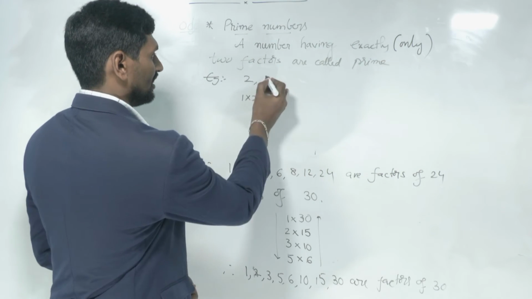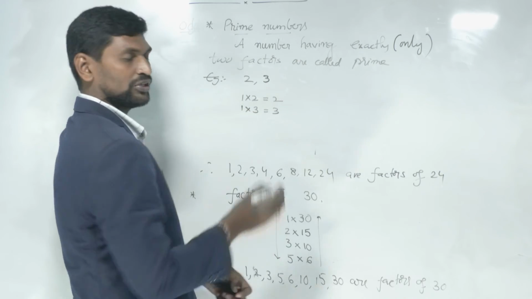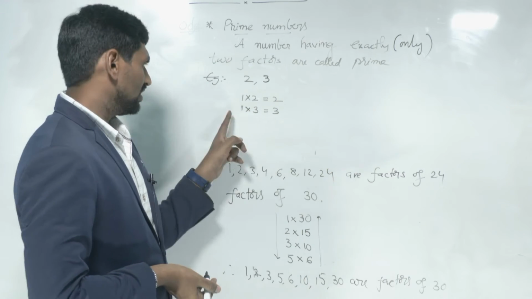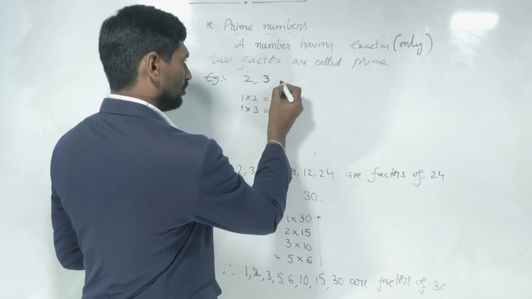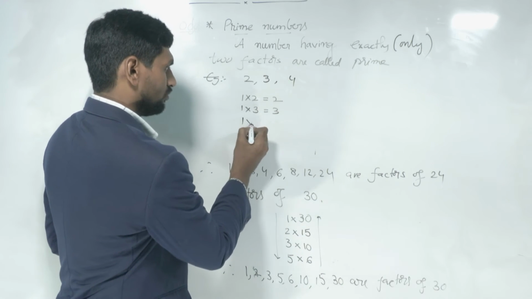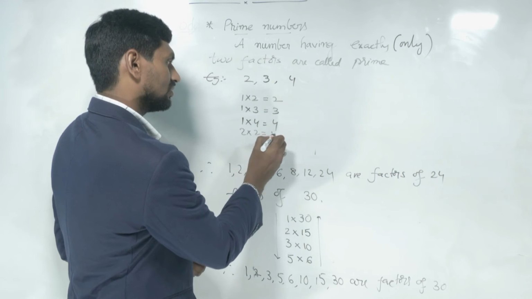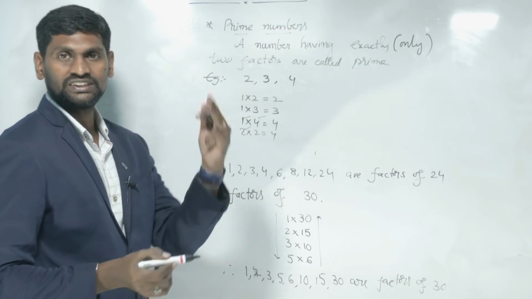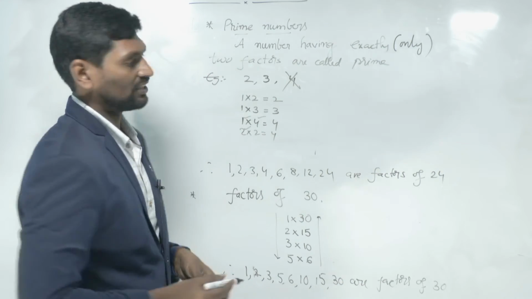Next 3. Yeah, 3 also will come in only one table. 1 threes are 3. 3 ones, 1 threes, both are same. Here 1 and 3 are factors of 3. What about 4? 1 fours, 2 twos also 4. So 1, 4, 2, three factors. So 4 is not a prime number.